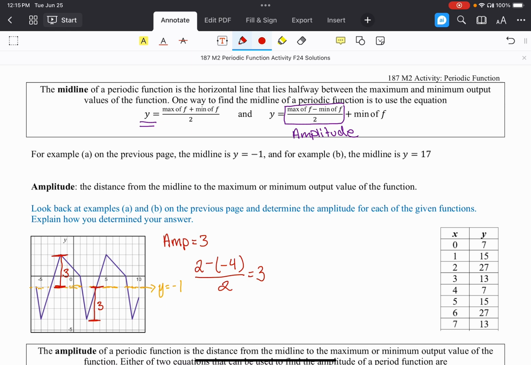Another way to think about this is how you look at it graphically. Notice that this is really the distance between our max and our midline. So if I did max minus our midline, I would have 2 minus a -1, which would again equal 3. And so all of these are different ways. I could count from the graph. I can look and find the total distance and then divide it in half. And then I could find the max minus the midline.